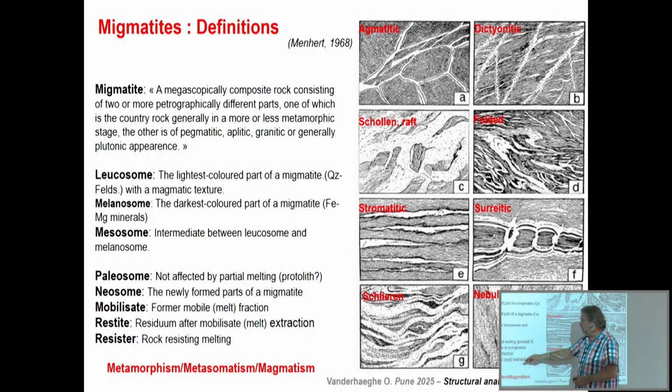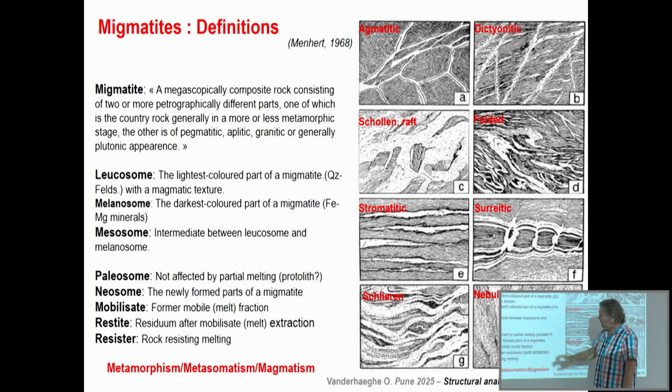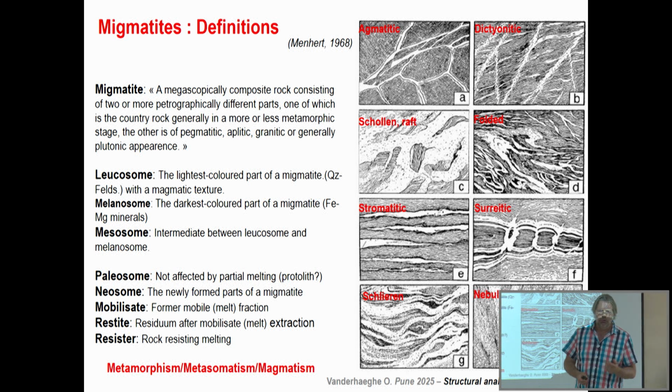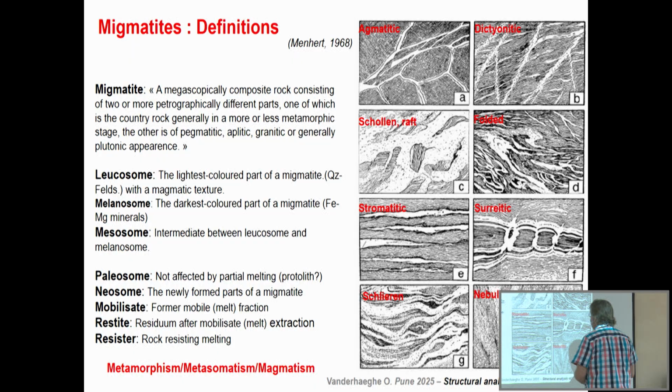And then he proposed these terms: paleosome, neosome, mobilizate, restite, resister. And that all refers more to processes. So if I use these words, I use them when I interpret what I observe, not to describe. And that's something very important in the terminology, I think, and a very good example here.